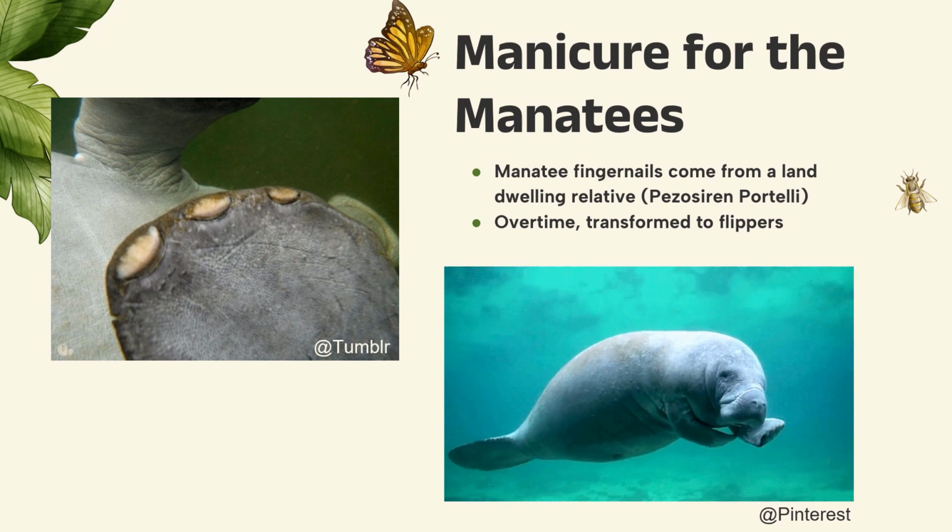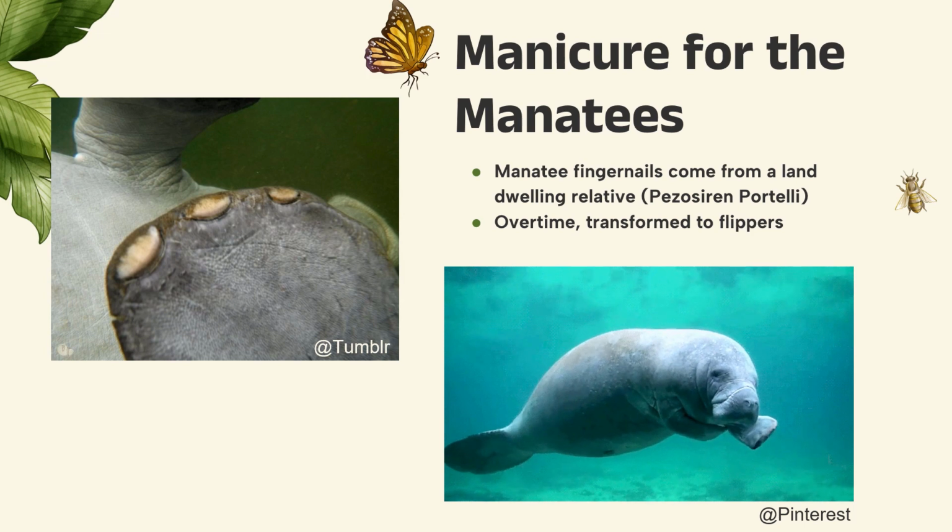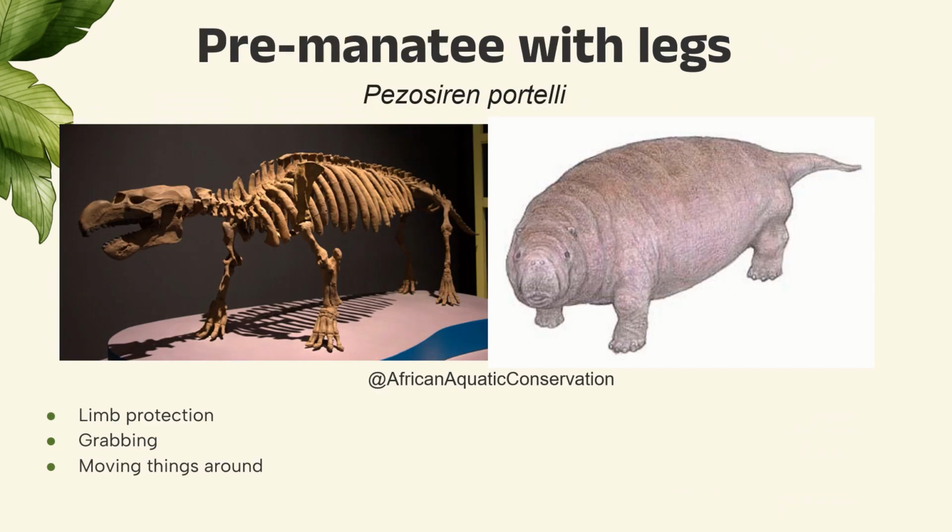Eventually, a manicure for the manatees. Long ago, before manatees became the slow-swimming creatures we know today, their ancestors lived on land. Their ancestors had fingernails just like we do, and these nails might have been useful for things like gripping onto branches or digging in the ground, much like the claws of some animals today.